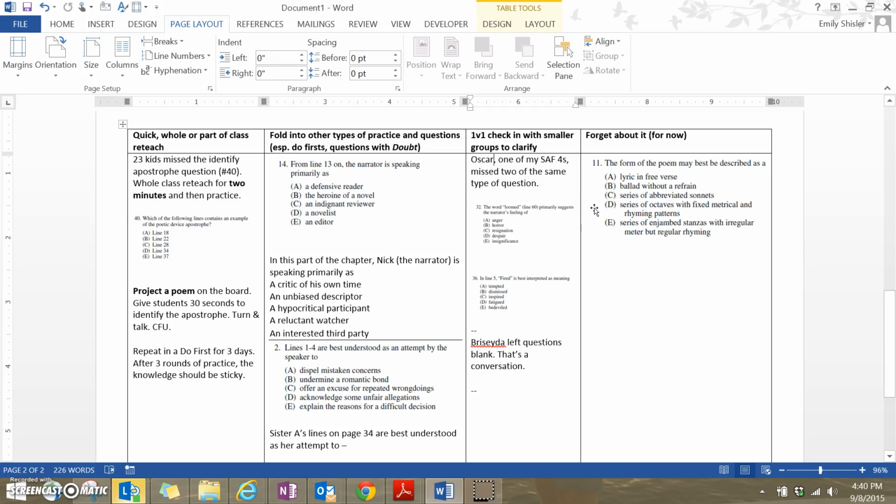He can do it with his independent reading book. I can ask him some targeted questions while we're all as a group discussing Doubt. I might prepare a question asking about how Sister Aloysius says to get that one girl through intact, period, and say, hey, Oscar, what does intact mean?